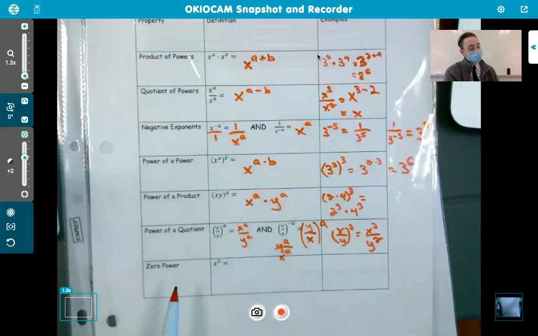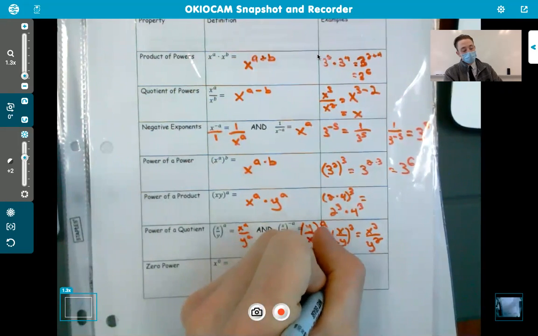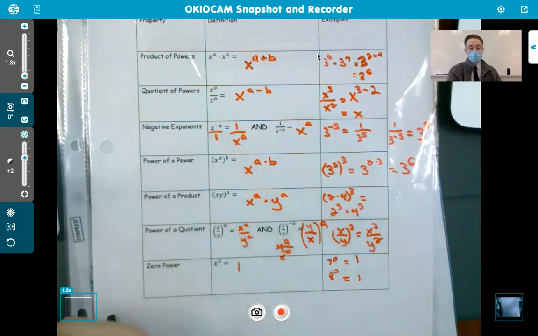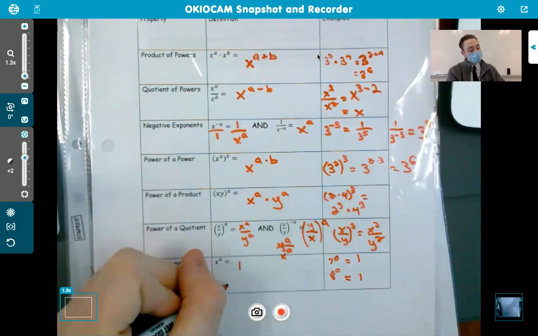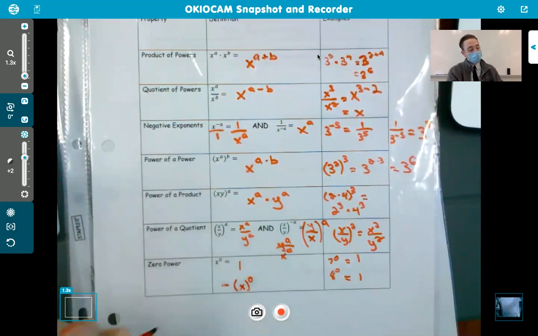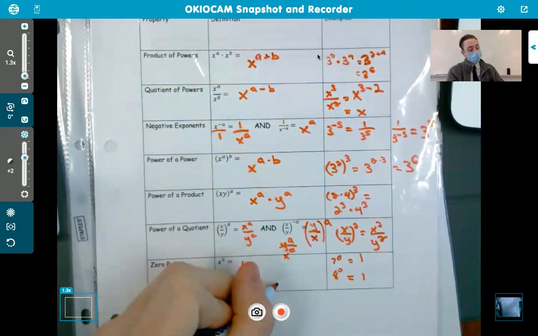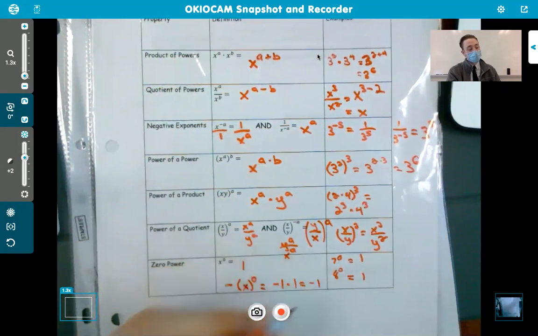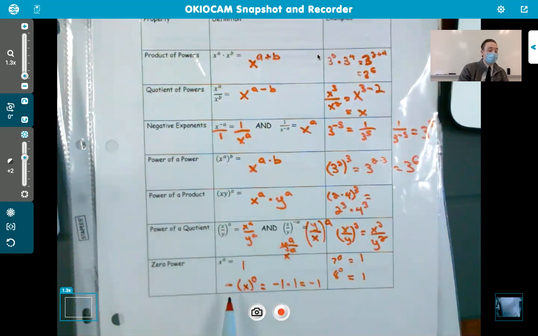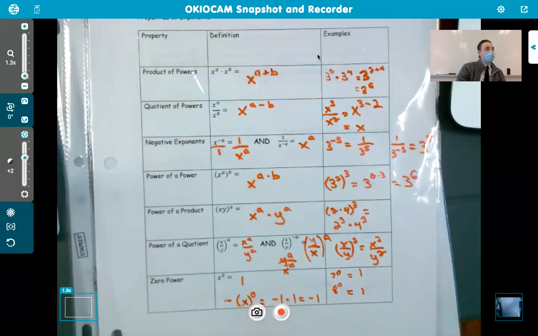The very last one, zero power: anything raised to 0 is just 1. So if you have any number raised to 0, it's just 1. One thing to keep in mind though, say there's a negative on the outside. Well, then that's going to become -1 times 1, which is now -1. So the only time that this changes is if there's a negative on the outside of your x to the 0. But everything raised to the 0 power is just 1. Any questions about any of these properties?